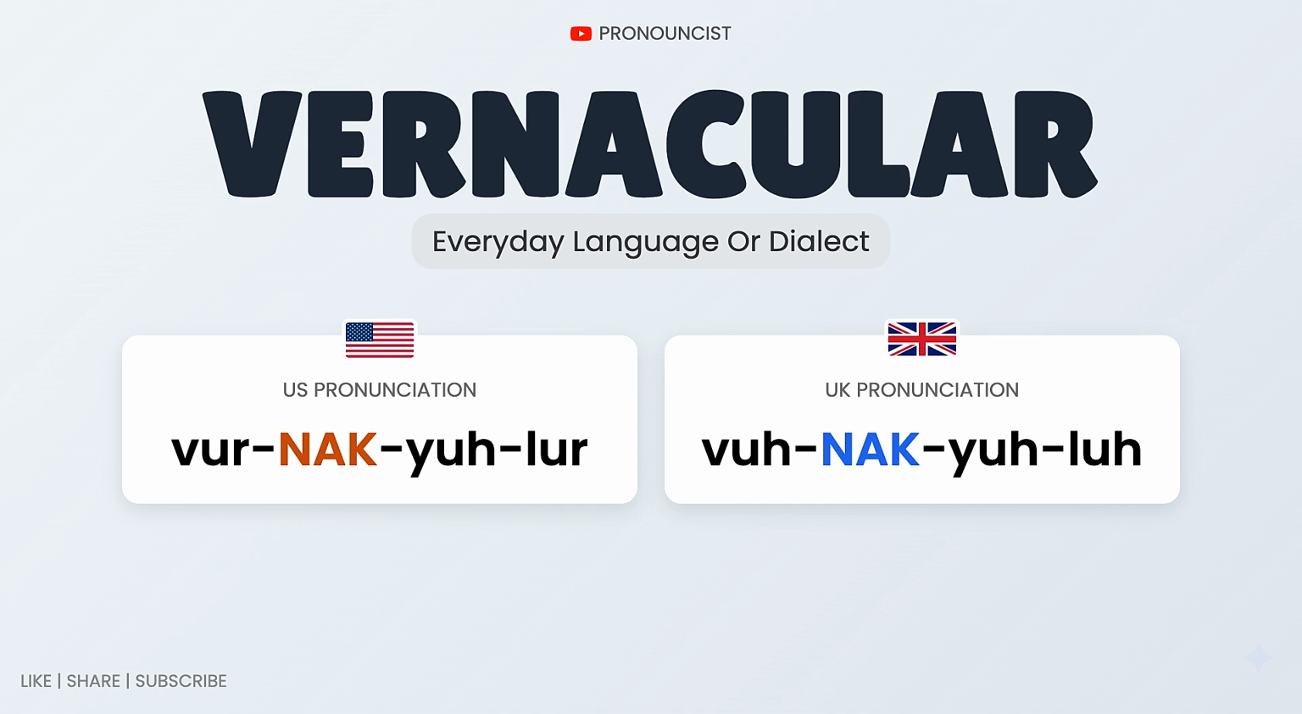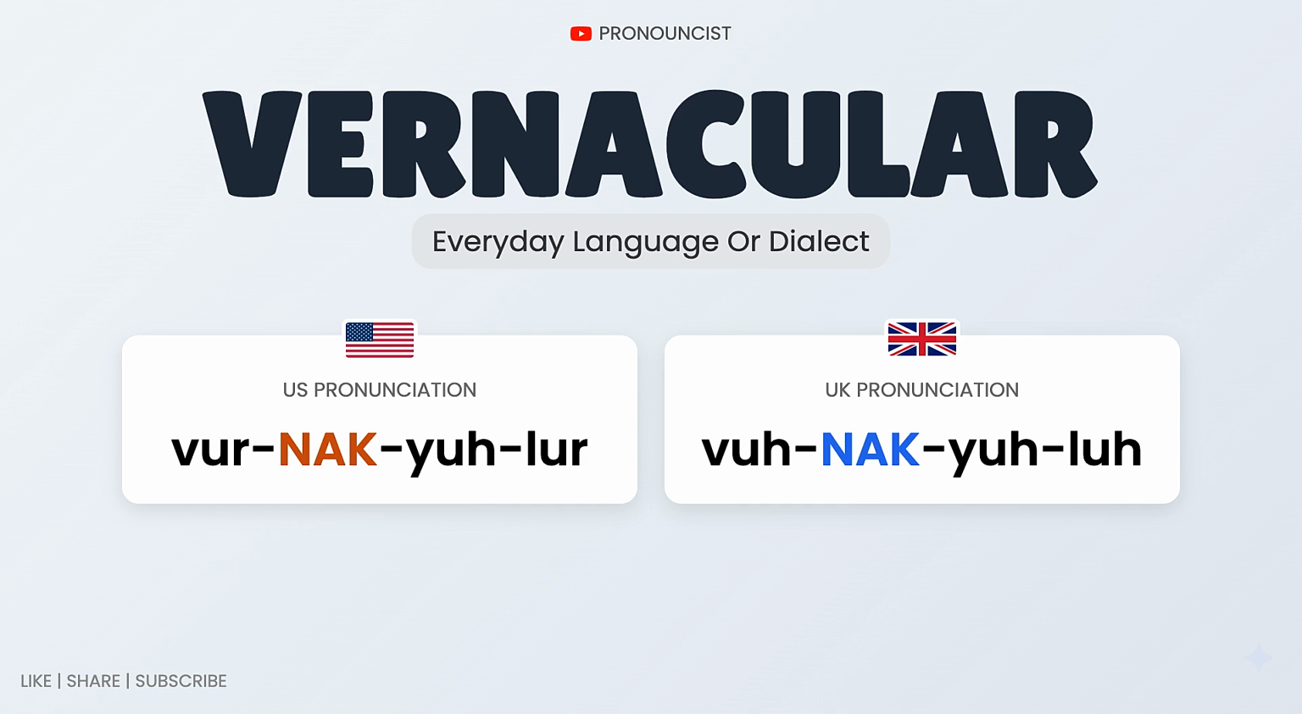Now, read the syllables of British pronunciation shown on the screen naturally. V, nuck, y, l. Vernacular. V, nuck, y, l. Vernacular. Stress knack and keep you soft.